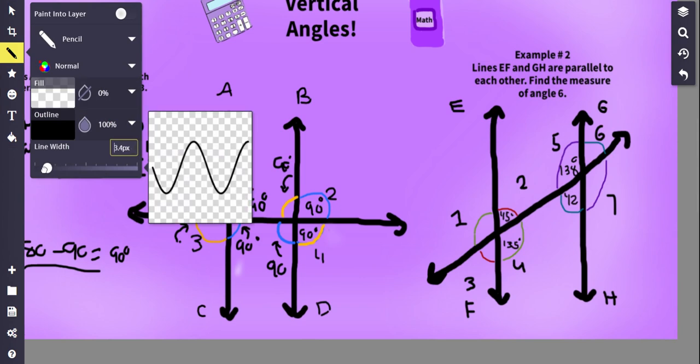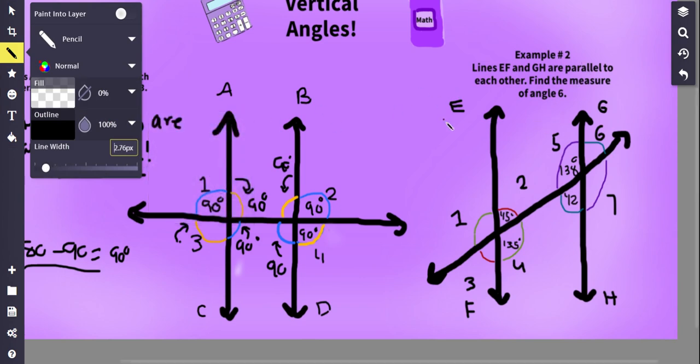So with this one, example 2 says lines EF and GH are parallel to each other, and as you can see, this is true. And as we can see, again, the green angles are congruent because they're opposite angles. The red ones are, the purple and blue. So we can see a pattern here.